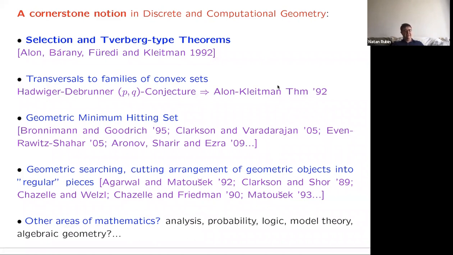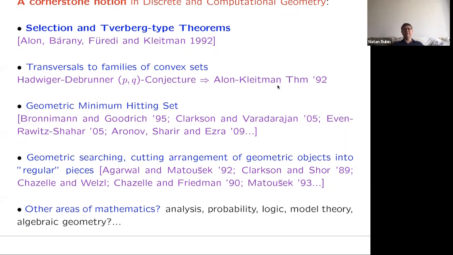And weak epsilon nets were used by Alon and Kleitman to establish the so-called Hadwiger-Debrunner (p,q) conjecture. And epsilon nets are used to subdivide a collection of simple geometric objects to a small, polynomial number of more or less regular pieces for future algorithmic divide and conquer.